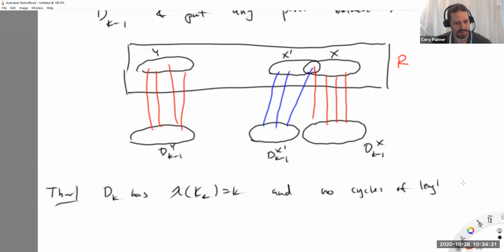So now the theorem for this is that D_k has chromatic number k and no cycles of length 3, 4, or 5. So it's triangle-free, but it's even better. There are no cycles of length 3, 4, or 5. In the Zykov graph and the Mycielski graph, we got short cycles. We did get 4-cycles and we did get 5-cycles. But this is even better. So let me explain why this is better and more interesting in some sense.